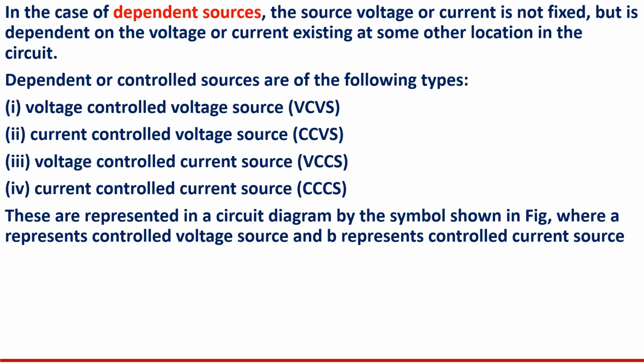In the case of dependent sources, the source voltage or current is not fixed but is dependent on the voltage or current existing at some other location in the circuit. Dependent or controlled sources are of the following types: voltage controlled voltage source, current controlled voltage source, voltage controlled current source, and current controlled current source. These are represented in a circuit diagram by symbols as shown in the figure, where A represents a controlled voltage source and B represents a controlled current source.